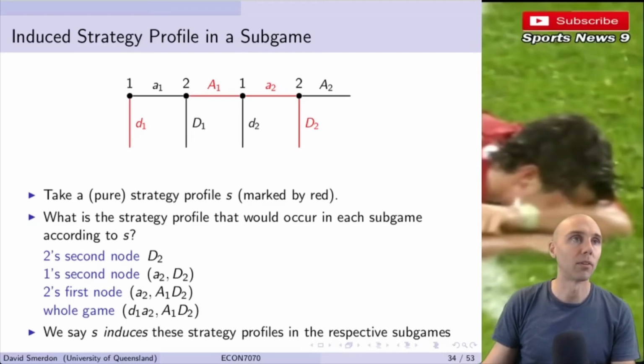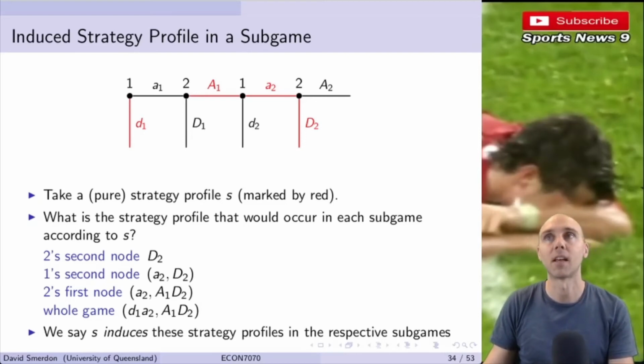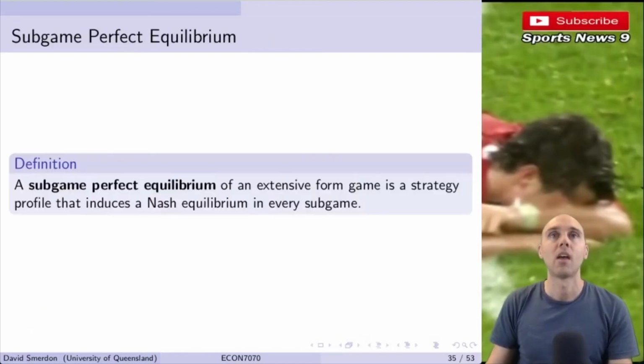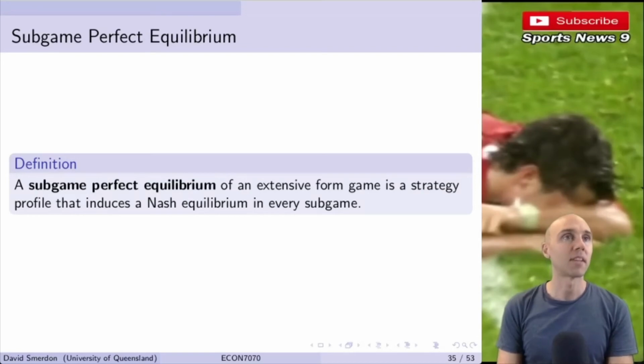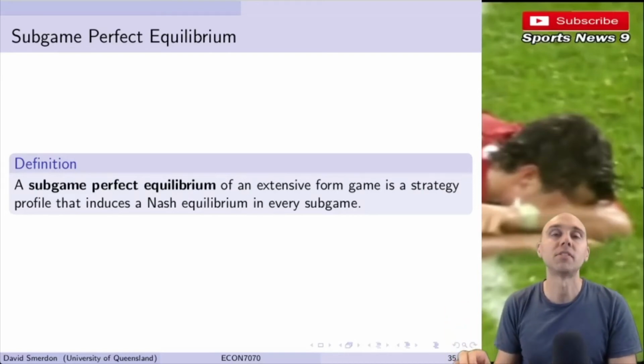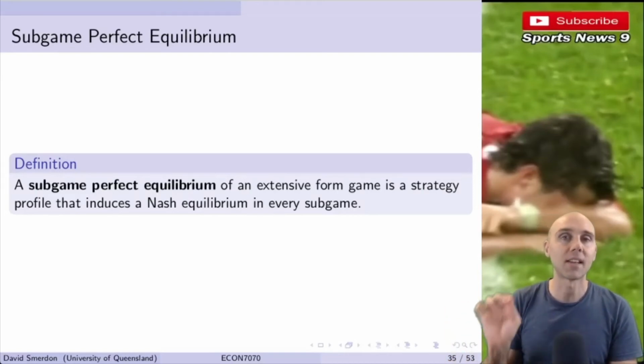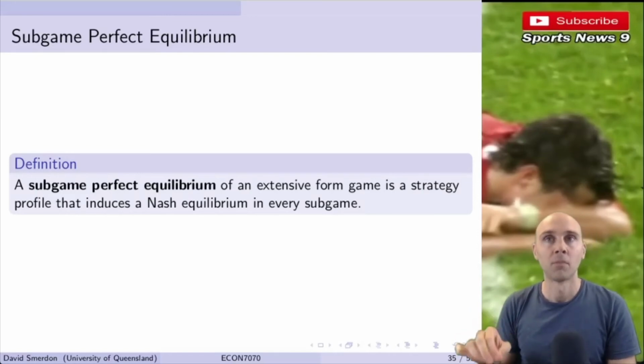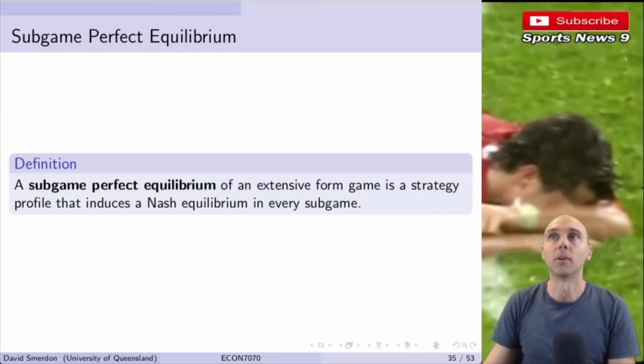Now, why are we going through all this effort to define a subgame? Well, because a subgame helps us to refine our concept of an equilibrium. It gives us a subgame perfect equilibrium. Now, a subgame perfect equilibrium relates to an extensive form game or a game tree, and it's a strategy profile that induces a Nash equilibrium for the whole game, but also induces a Nash equilibrium in every subgame in that game. So it's a very special sort of Nash equilibrium.